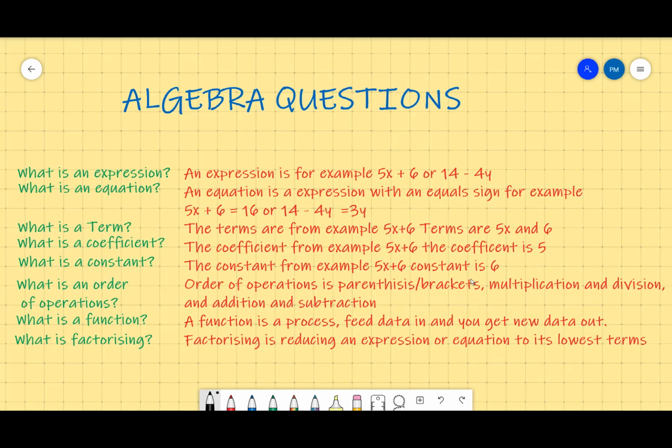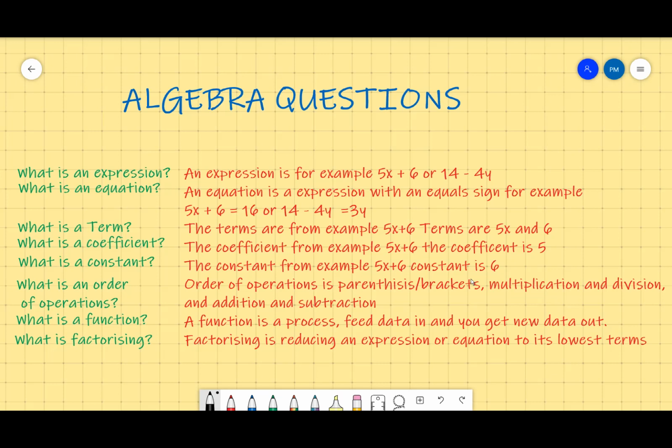Is do algebra questions. And you may ask why, and I'm going to tell you because they're the most important questions you need to know the answers to. If you know the answers to all these questions, and I believe there are 8 questions here, you will do well in any exam, any algebra exam.